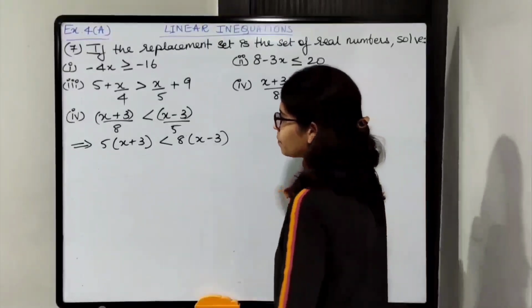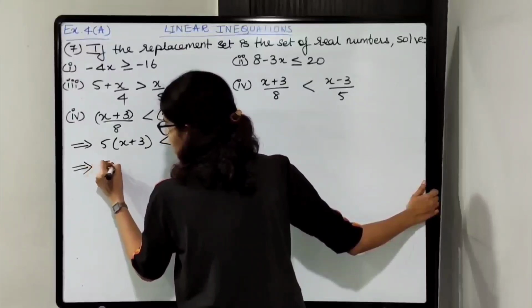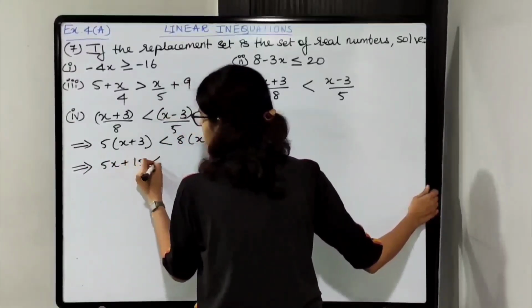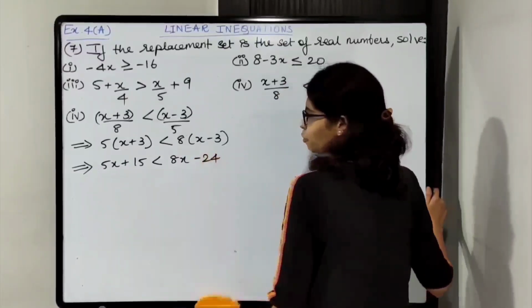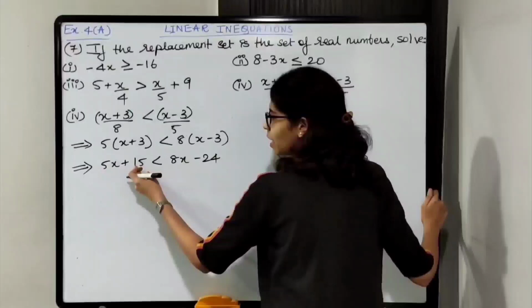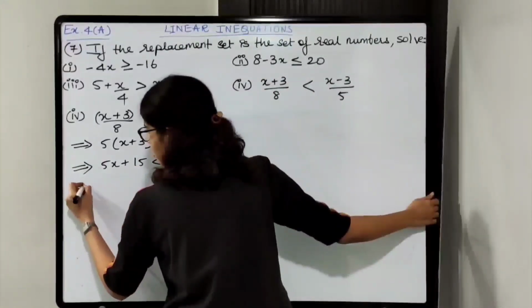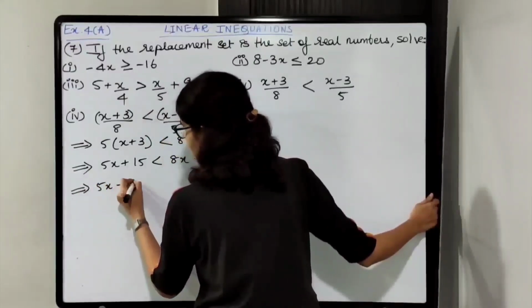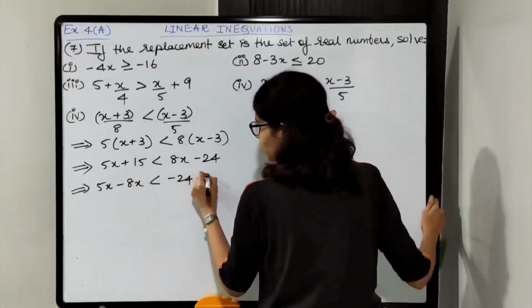Okay. Open the brackets now. 5x plus 5 3s are 15 is less than 8x minus 8 3s are 24. X we'll group together, so we'll shift this over here and 15 and 24 together, so 15 को यहाँ पे shift करते हैं. So 5x as it is minus 8x हो जाएगा, less than minus 24 as it is, and this will become minus 15.